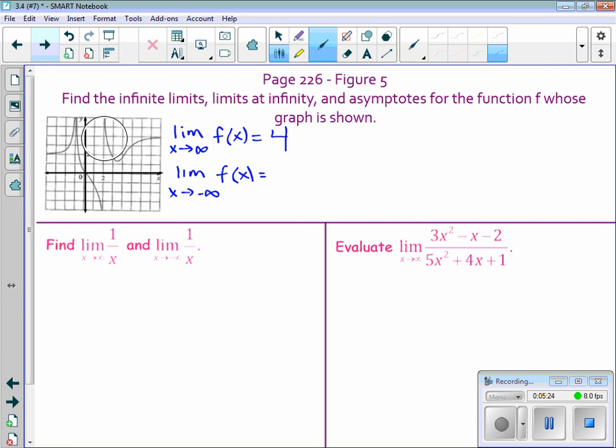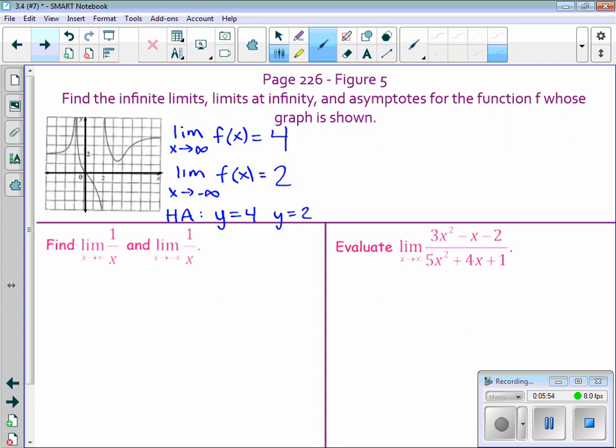Okay, and what does it look like is happening as I go to the left? So you just follow the graph to the left forever. 2. Okay, so those would be our horizontal asymptotes. You could write that our horizontal asymptotes are at, what would be an equation for a horizontal asymptote? X equals or y equals? Y equals. Okay, so it'd be y equals 4 and y equals 2.